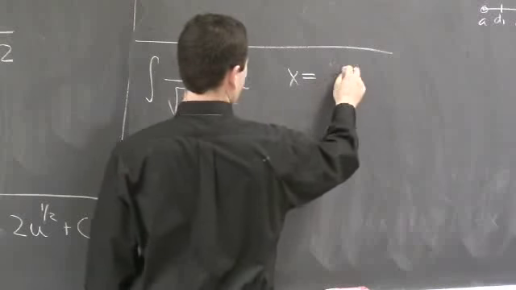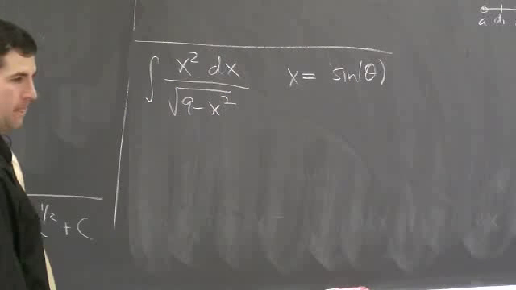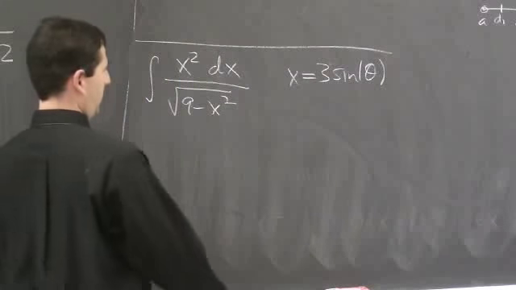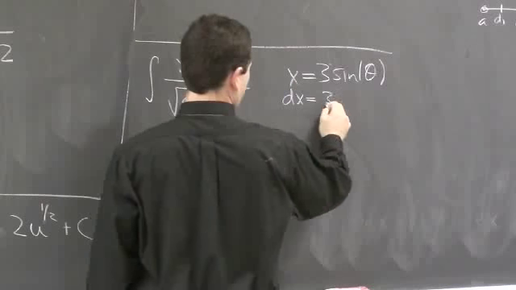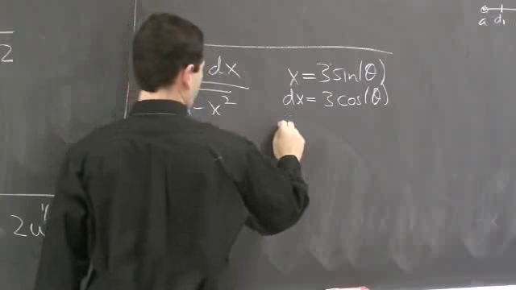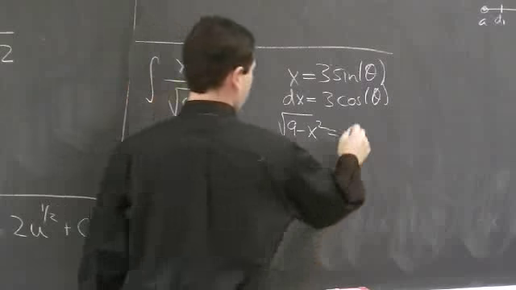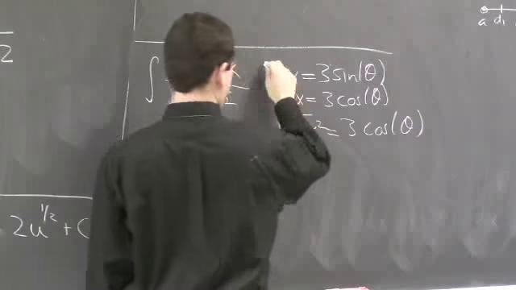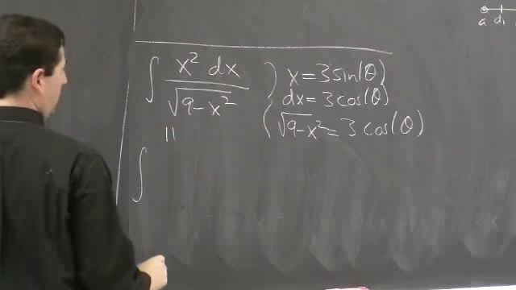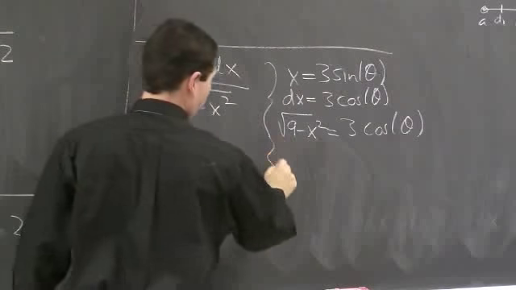A sine theta. What's the A? Okay, so A is 3. Then dx would be 3 cosine theta, and square root of 9 minus x squared would be 3 cosine theta. Okay, cool. So then this thing becomes, yeah, I figured from there we could probably get it. But strictly speaking, we could write it.